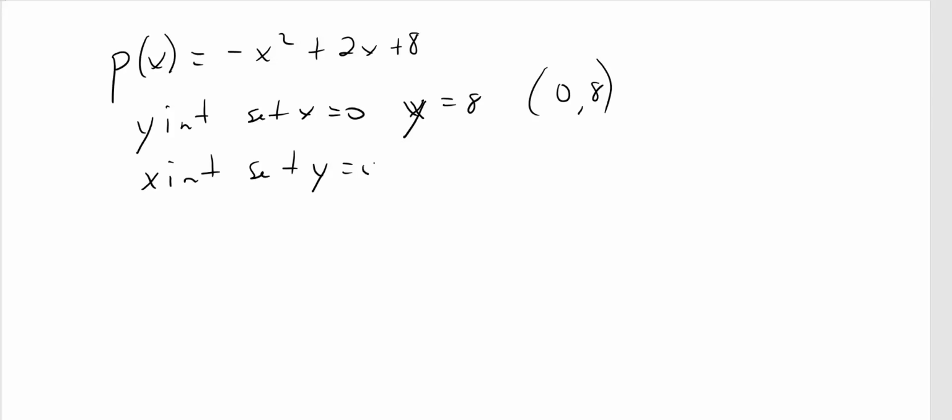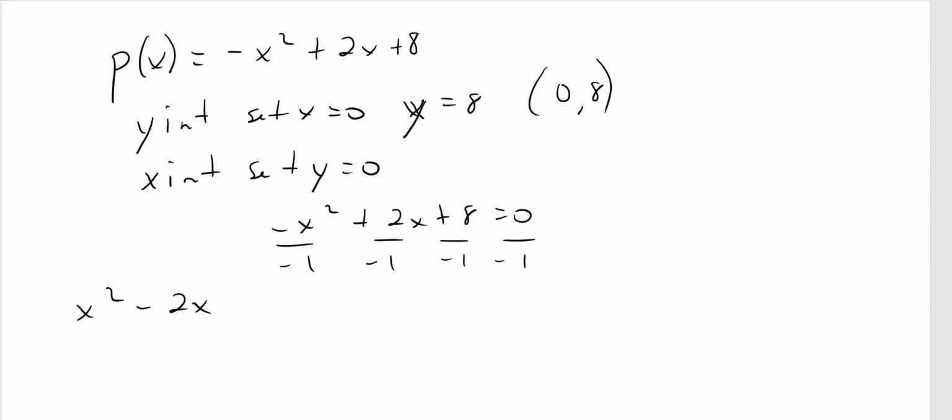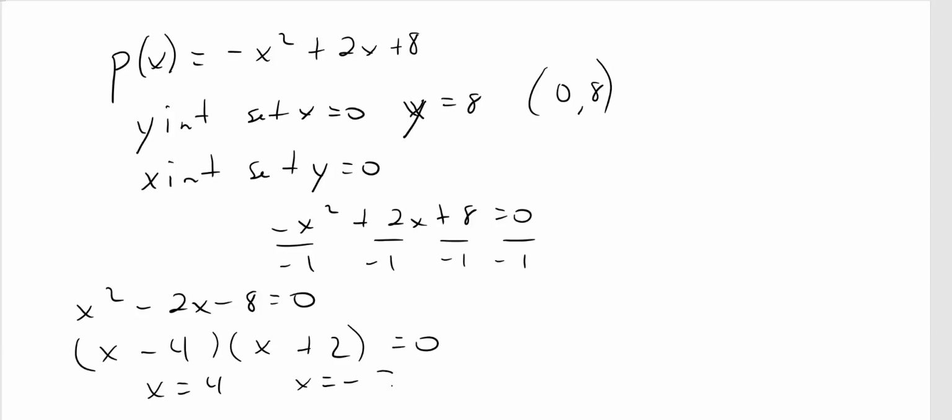Okay, x-intercept, not as easy. We're going to set y equal to 0. Of course, that's like saying p of x equals 0, so we get negative x squared plus 2x plus 8 equals 0. So I'm going to get rid of that negative. If I get rid of the negative, that makes it a lot easier to factor. So you get x squared minus 2x minus 8 equals 0. I don't care how you factor it, factor box, whatever, but you get x minus 4 and x plus 2. So x equals 4 and x equals negative 2. Those coordinates are going to be 4, 0 and negative 2, 0.